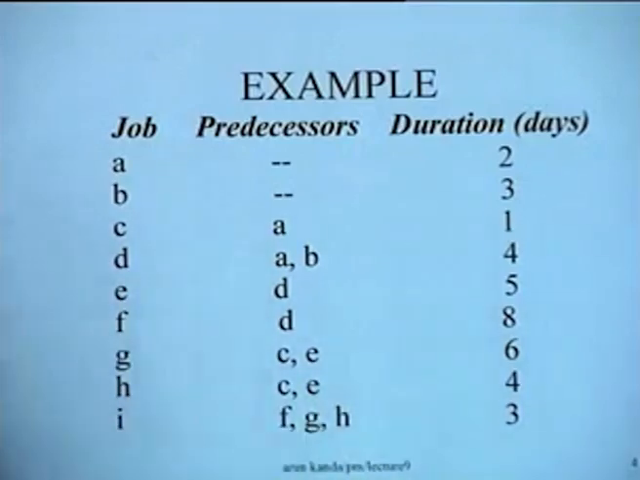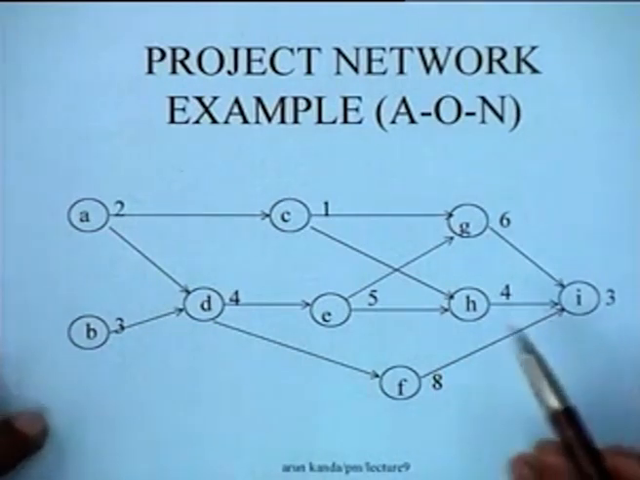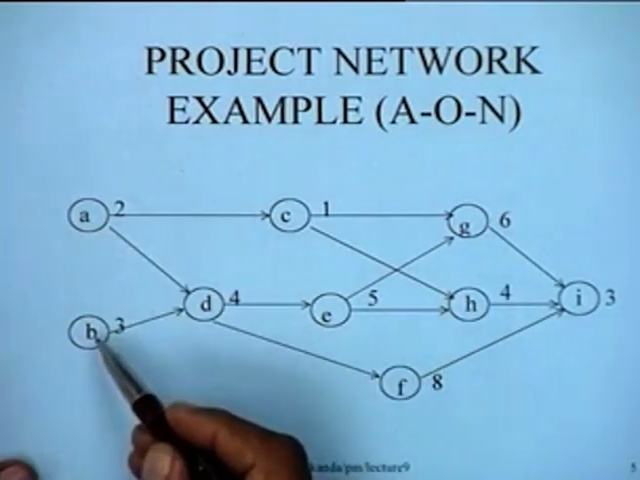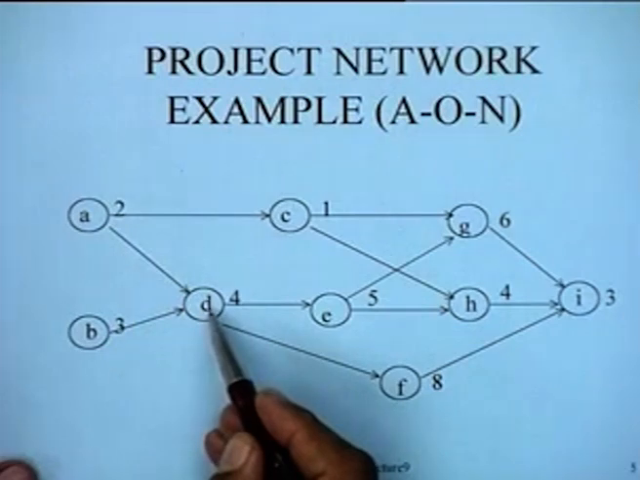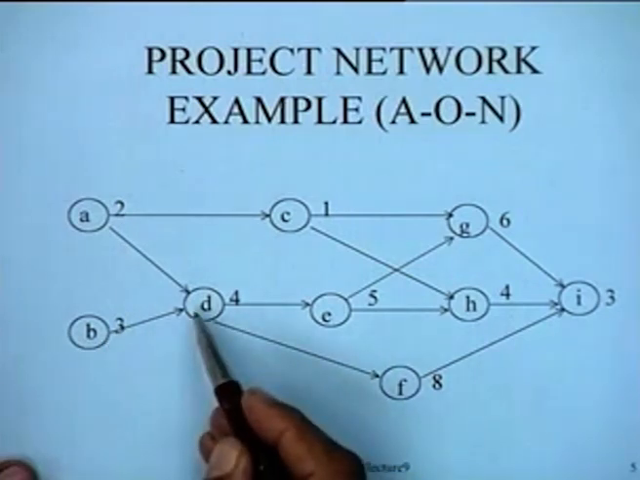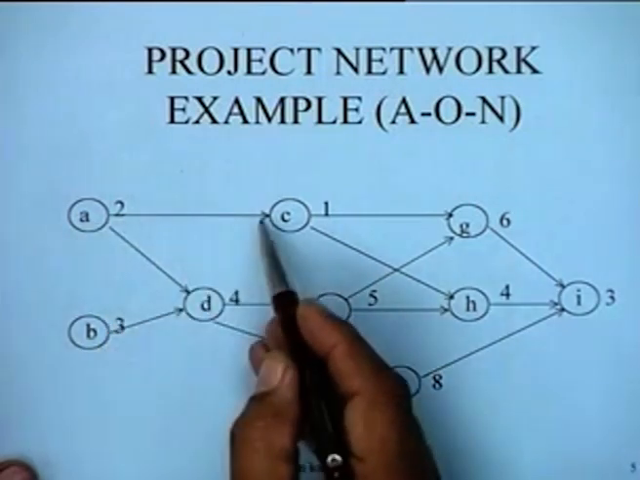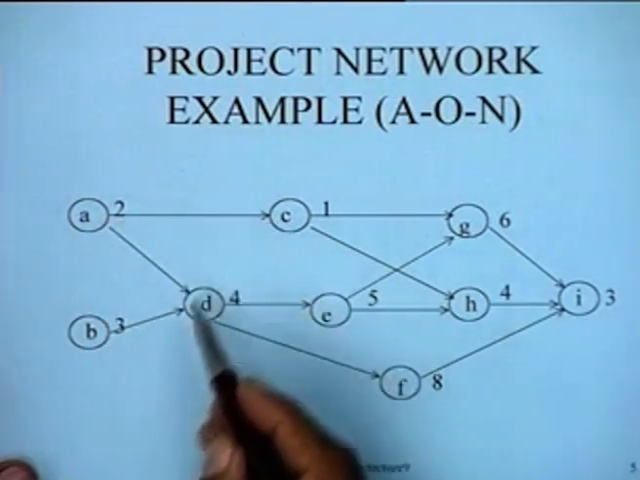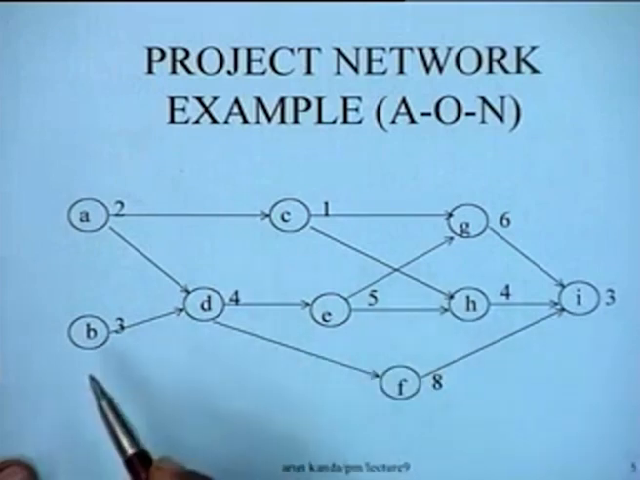So we can see that in this particular example, the AON network can be drawn as shown in this particular diagram. Now what you see here is that A and B are two jobs which have no predecessors, and as far as job D is concerned, it has predecessors A and B, and these are shown here. And similarly the predecessor of job C is job A, so you have an arrow from job A to C in this particular manner, and then we have the complete AON network as shown in this diagram.